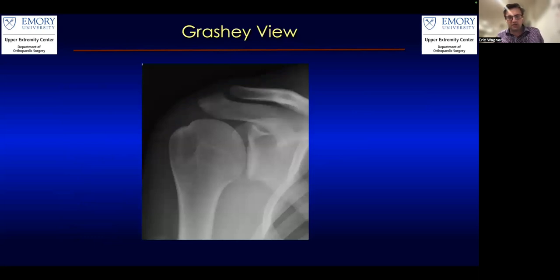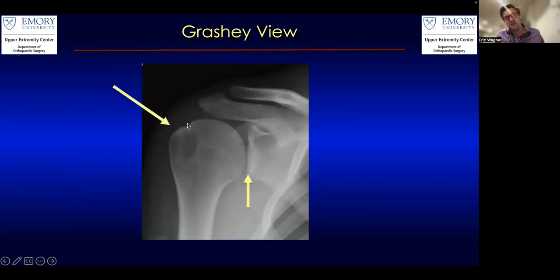So this is just a standard Grashey view. Down the joint line, you can see a circle here, so you know it's a pretty good Grashey. That's the base of the coracoid. And you can see the AC joint, but you can't really see it en face. That's why you know it's a good Grashey. So there's your joint line.